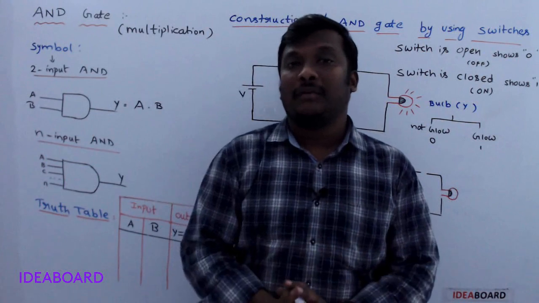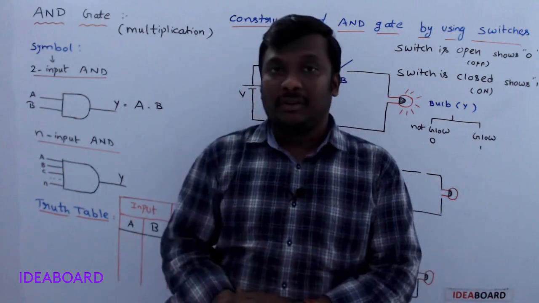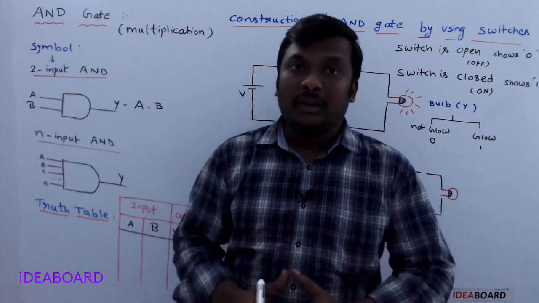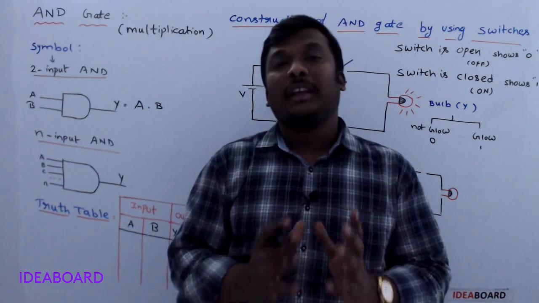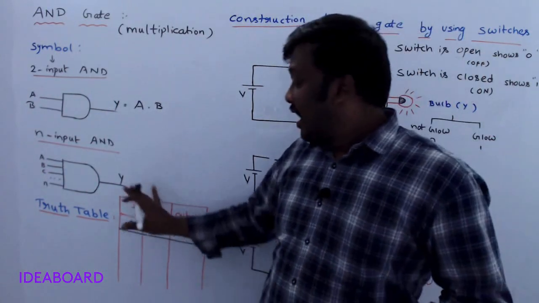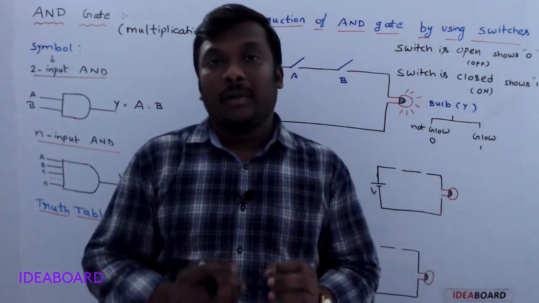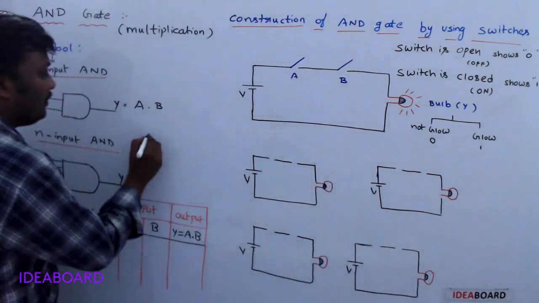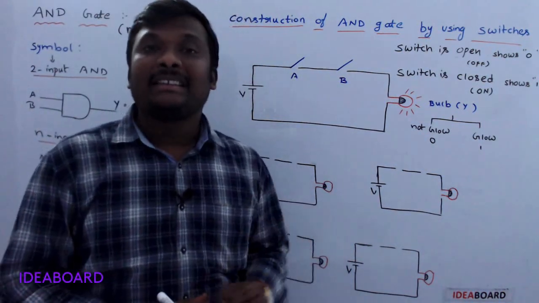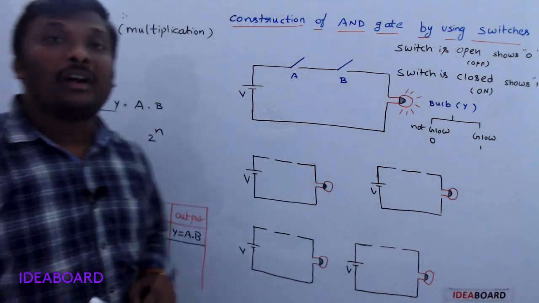What is the truth table for the AND gate? In the previous section we discussed the truth table. A truth table always provides the output for all possible input combinations. We have a formula for the number of possibilities: 2 power n. 2 power n indicates the number of possible combinations. Here, n is the number of inputs.